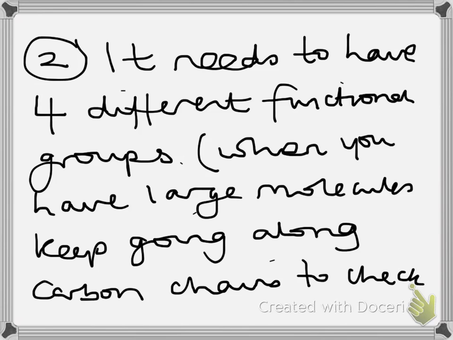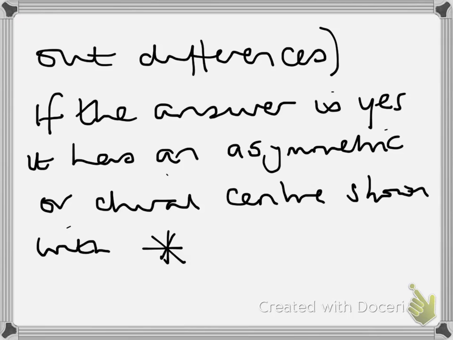Once you've identified that you have a tetrahedral carbon, you need to check the molecule to make sure it has 4 different functional groups. If you've got a large or complex molecule, you'll have to go around the molecule on the carbon chain and prove that each side of your chiral carbon has a different set of functional groups. If your answer is yes, that it is a tetrahedral carbon and that it has 4 different functional groups, then it has an asymmetric carbon or a chiral center, and we show this with an asterisk.